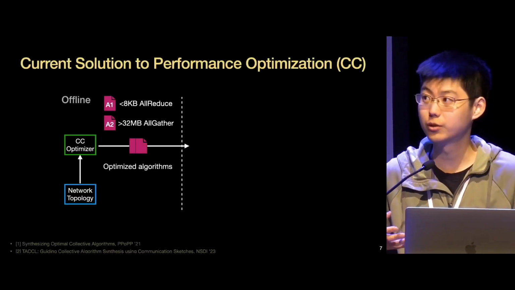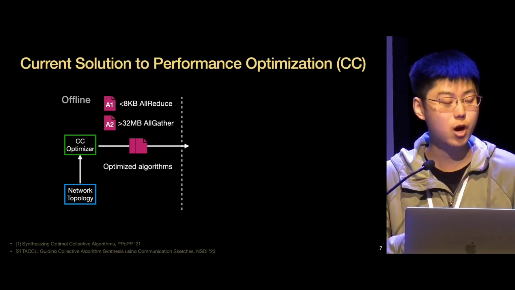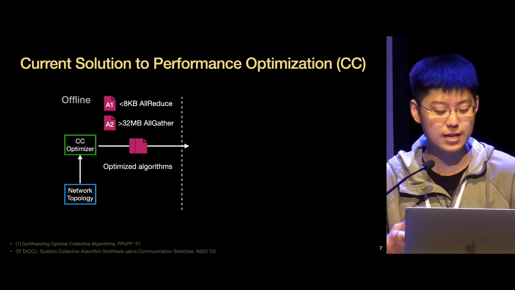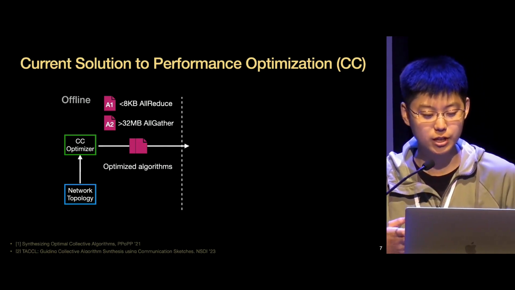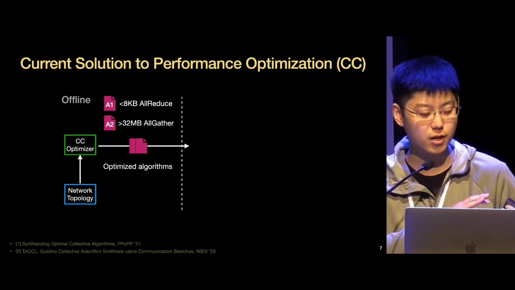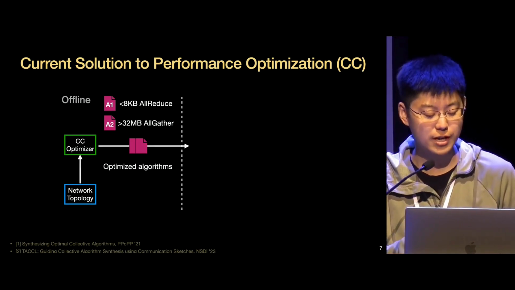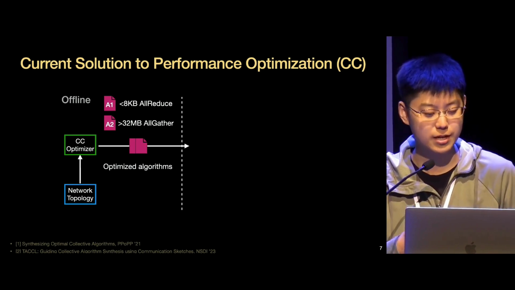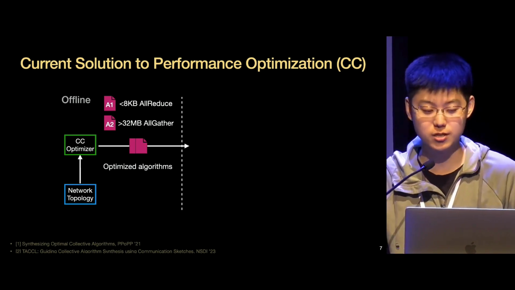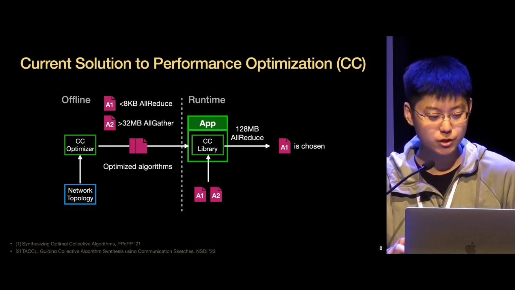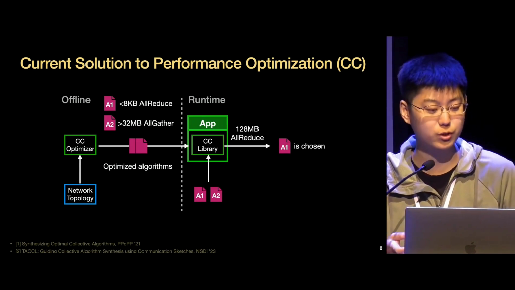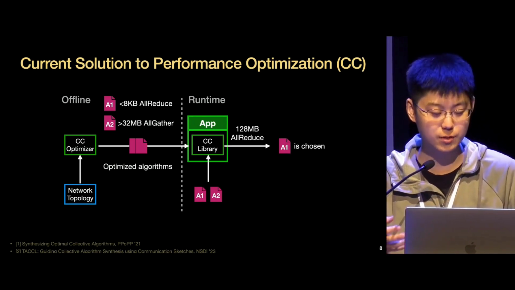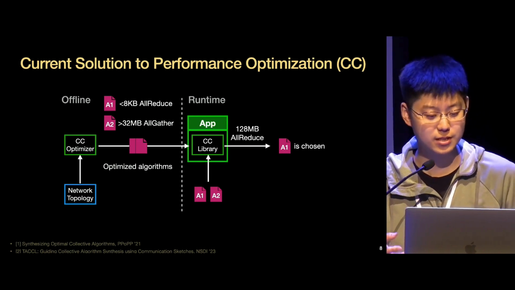Let's take a closer look at current solutions. To improve or optimize collective algorithm performance, current solutions synthesize and optimize collective algorithms given the cluster topology. So there's an optimizer that takes in the topology and generates a series of algorithms for different collective operation types and message sizes. So this stage is offline. Later, the generated algorithms are fed to the collective communication library at runtime, where it chooses one of the algorithms depending on the operation type and data size specified by the user.